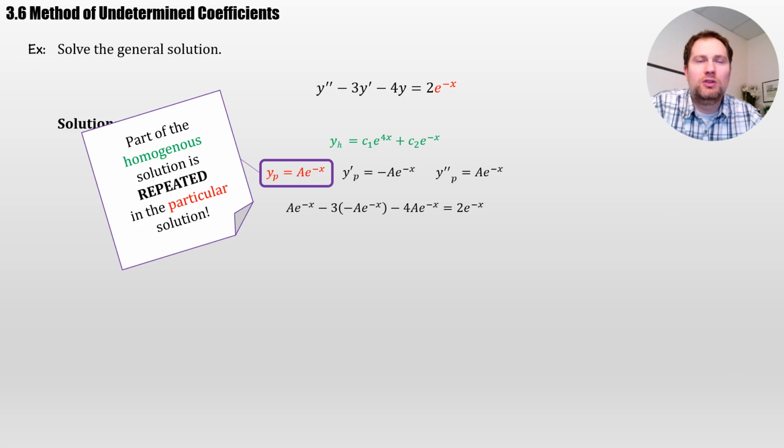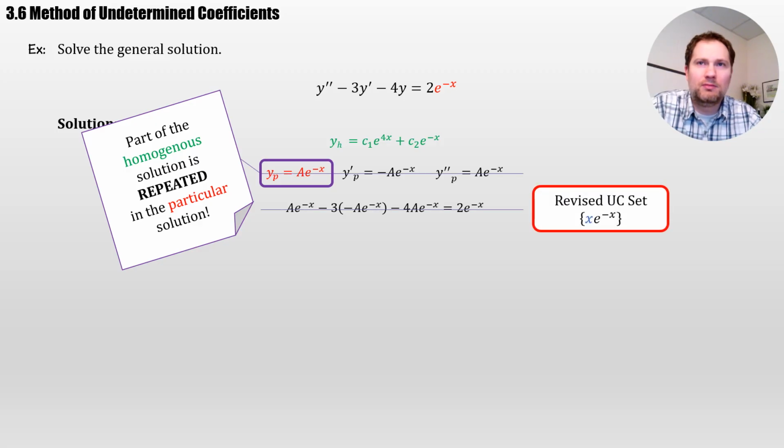So here's what we're going to do. You can see here, this just gives you 0 if you do that. So this isn't working. So we're going to need to revise the UC set. And the technique we're about to use is a pretty familiar one by now. We've thought about this before, and this idea of multiplying by an x gives way to a more general principle that this kind of always works to fix the UC set.